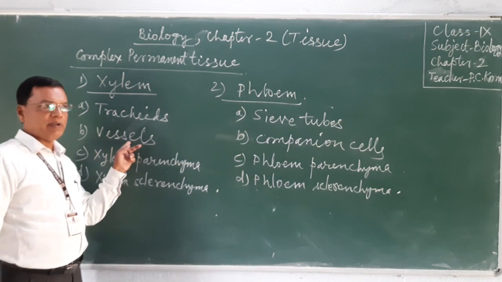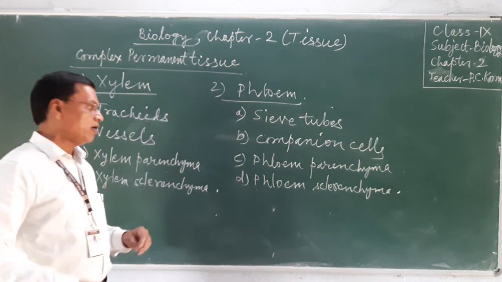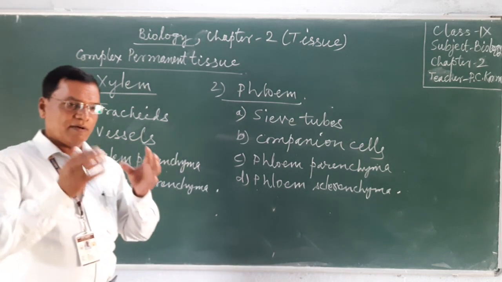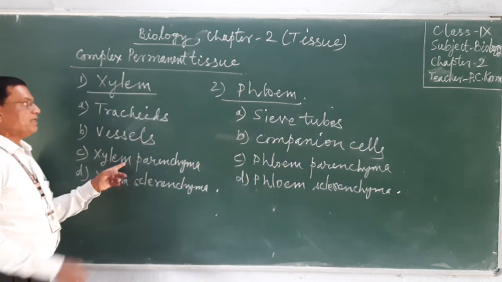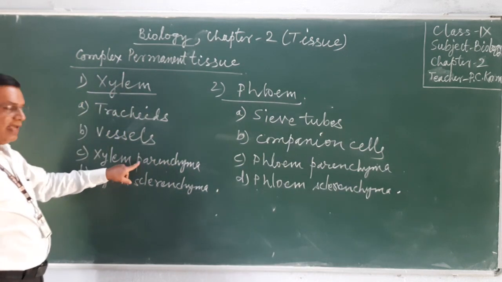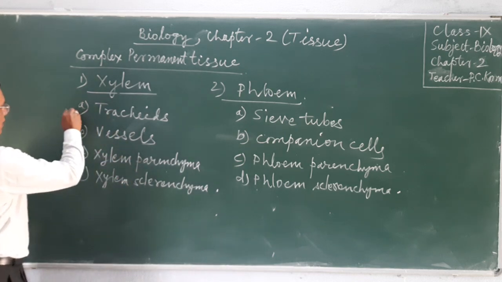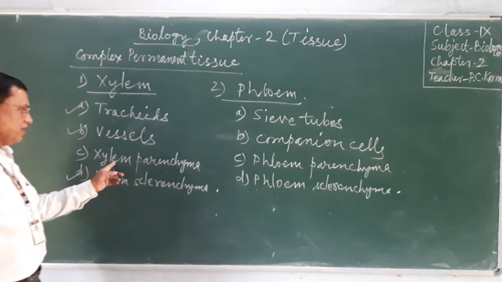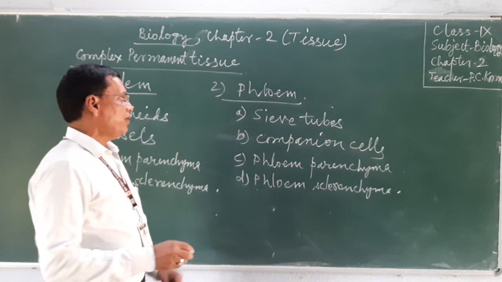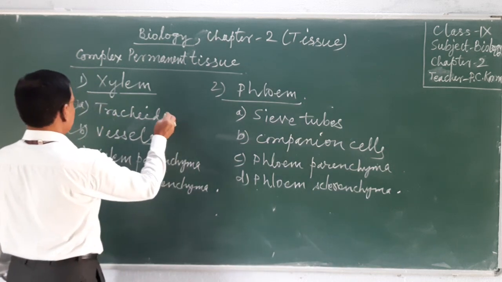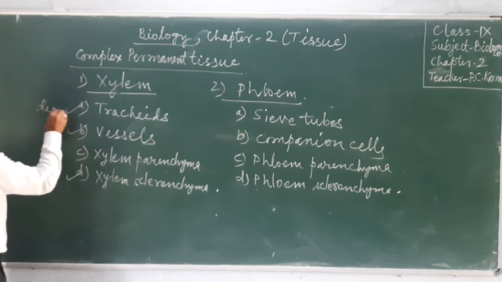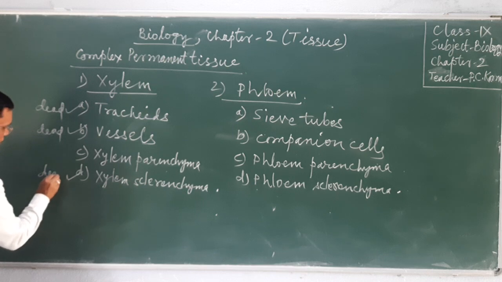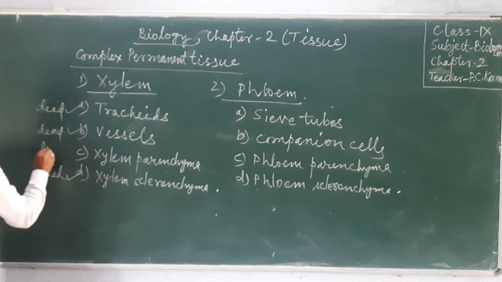Vessels are also tube-like, but this tube is long. Xylem parenchyma is the living cell present in xylem. Only living cell. Tracheids, vessels and xylem sclerenchyma are dead cells. And xylem parenchyma is the only living cell.